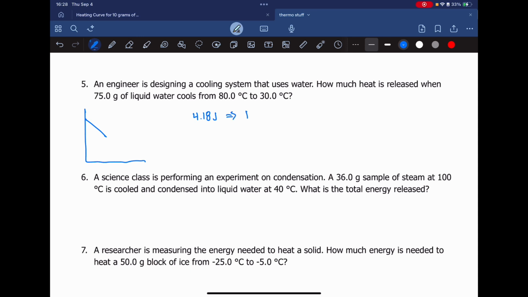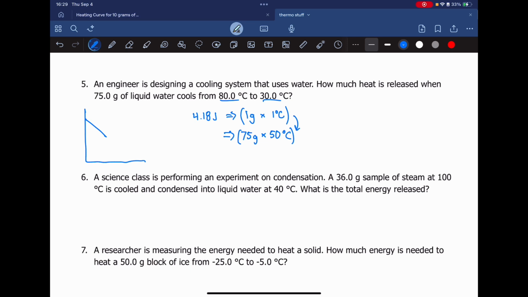Remember that 4.18 joules is the number of joules of energy it takes to cool down 1 gram of water by 1 degree Celsius. I'm sorry, I misspoke there. I should have said it is the amount of energy released when we cool down 1 gram of water by 1 degree Celsius. I don't have 1 gram here, I have 75, and I'm cooling from 80 down to 30, which is a change of 50. So that's how I'm going to figure out my scale factor there. To get from 1 by 1 to 75 by 50, I need to multiply by 75, and I need to multiply by 50. So I'll do them both together.